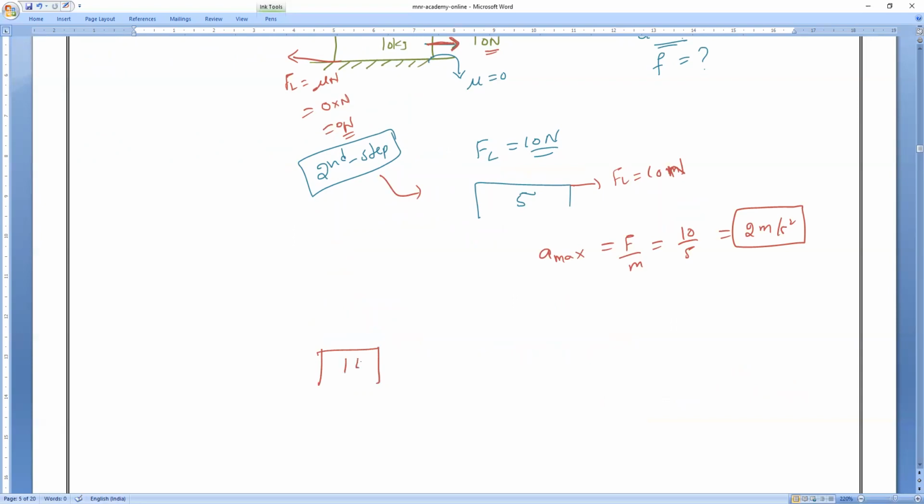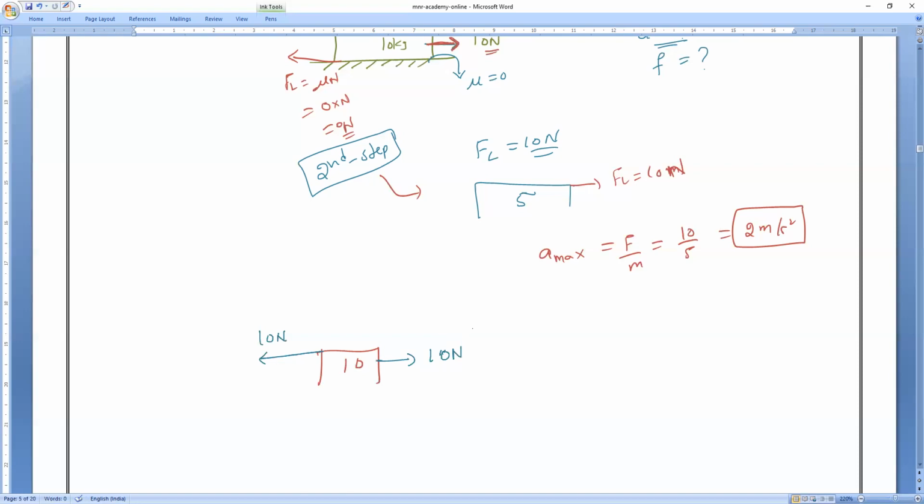What is the other body? The 10 kg body, right? There is a force acting on it. How much force is acting? 10 newtons. And there is a frictional force acting, which is also 10 newtons. Understanding? So now what is our question? Find the acceleration. Of course, we found it.